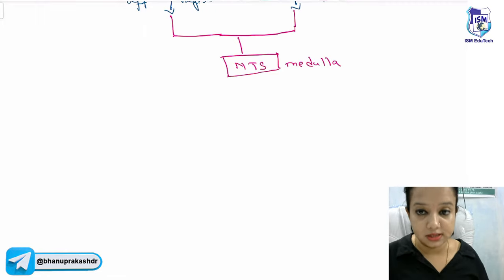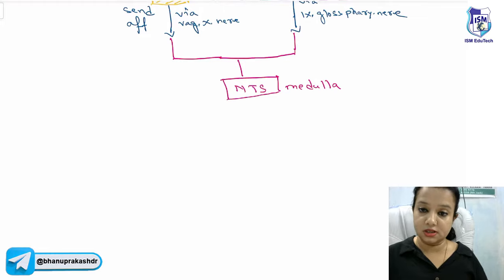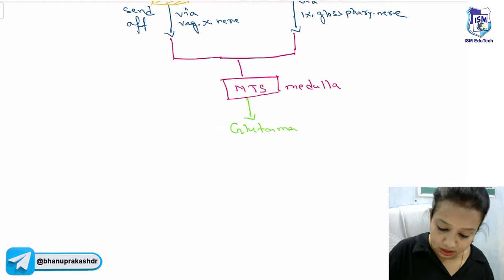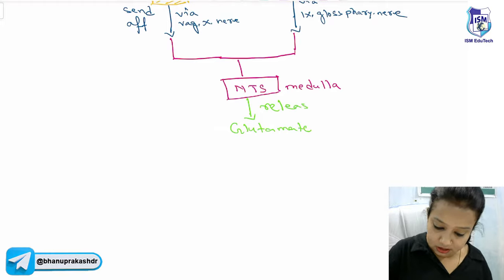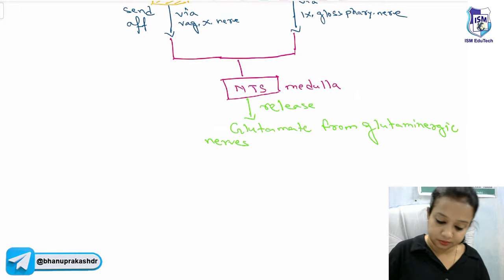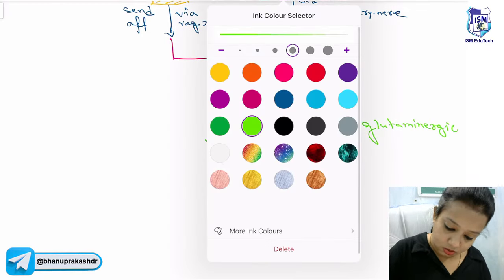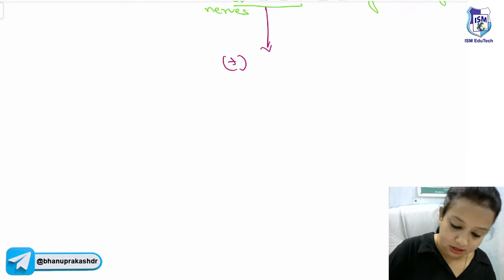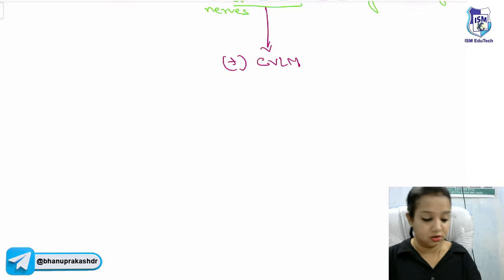Now, what will the medulla see? The nucleus of tractus solitarius will sense that there has been an increase in the blood pressure. When it senses this, it will release glutamate from glutamatergic nerves. This glutamate will go and stimulate the caudal ventrolateral region of the medulla.